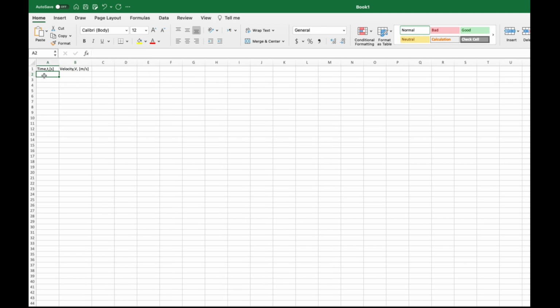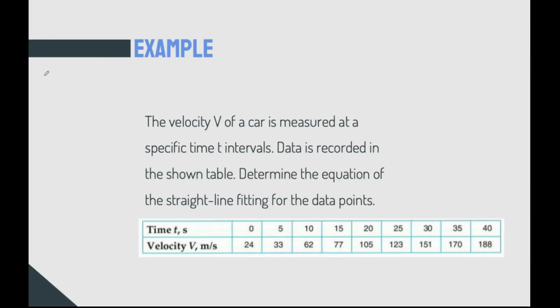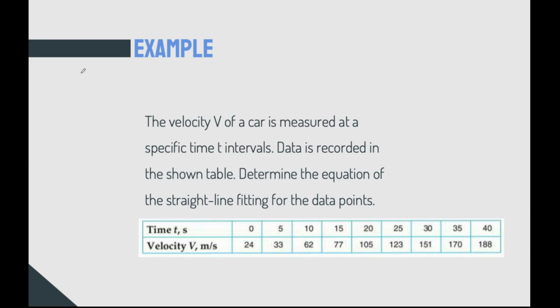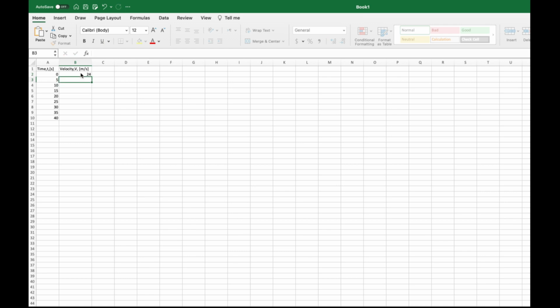Now time, we said, goes in multiples of 5, so 0, 5, 10, all the way to 40. So I can go 0, 5, 10, 15, 20, 25, 30. There's a way, by the way, in Excel to do it in an automated way. Just create an equation for the next cell, like A2 plus 5 or A3 plus 5, put it here and drag that. It's going to give you always an increment of 5. That's something on the side. We have 24, 33, 62, 77.